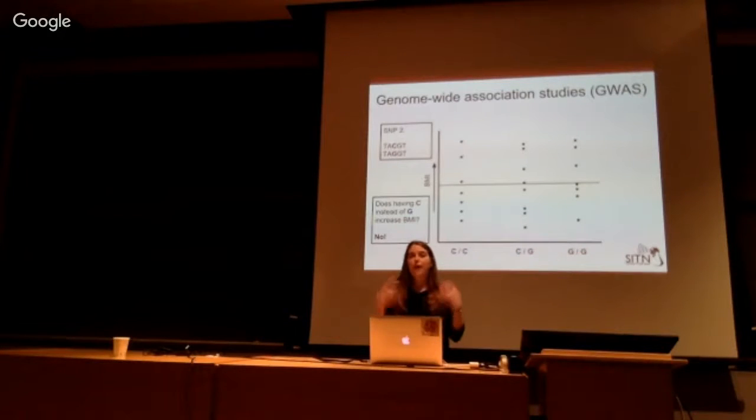So we do this for every SNP that we have information for in the genome. And we use statistics to quantify how confident we are for each SNP that this SNP is related to BMI.